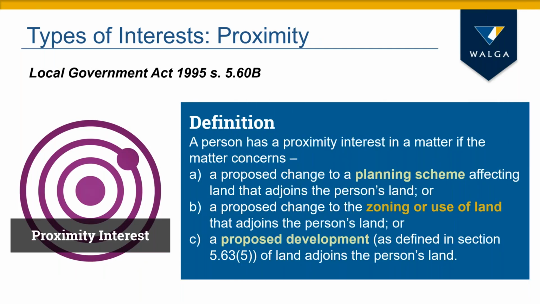A person has a proximity interest in a matter if the matter concerns a proposed change to a planning scheme affecting land that adjoins the person's land, or a proposed change to the zoning or use of land that adjoins the person's land, or a proposed development as defined in section 5.63(5) of the Local Government Act of land that adjoins the person's land.